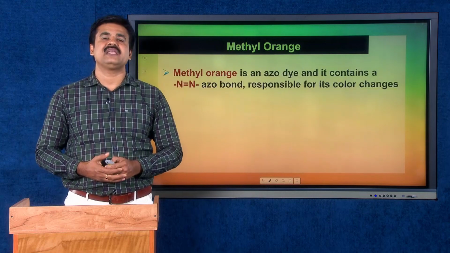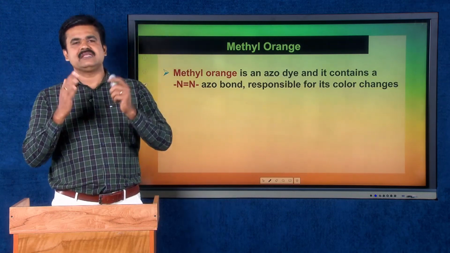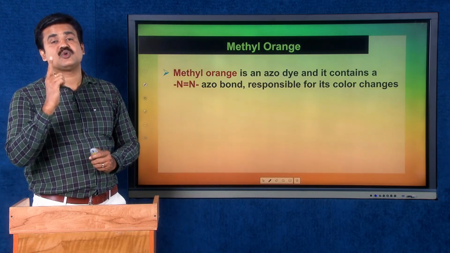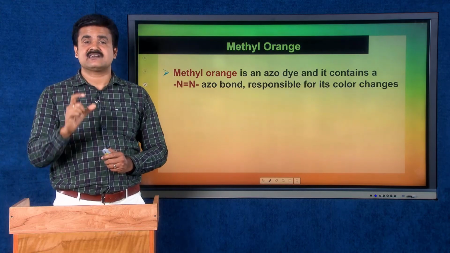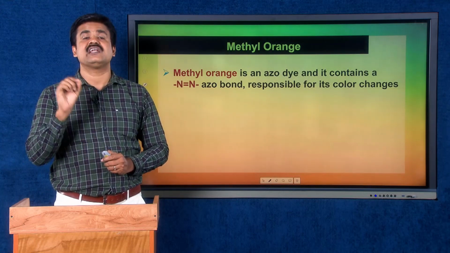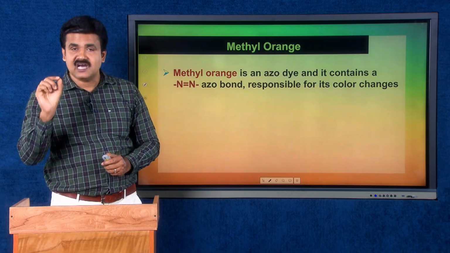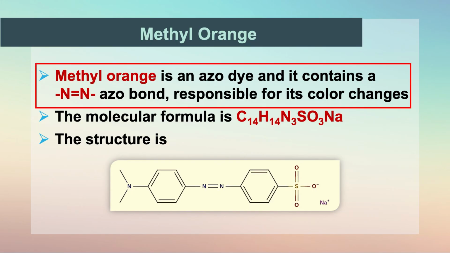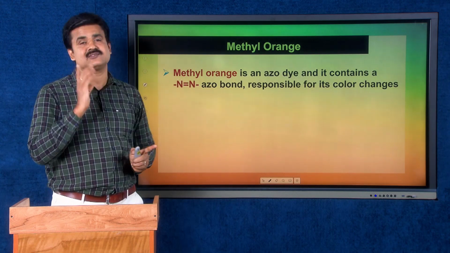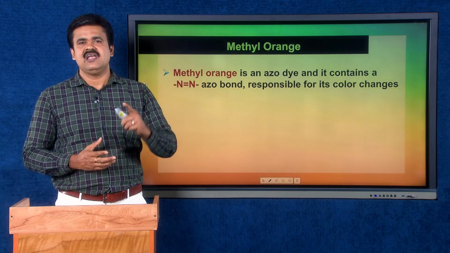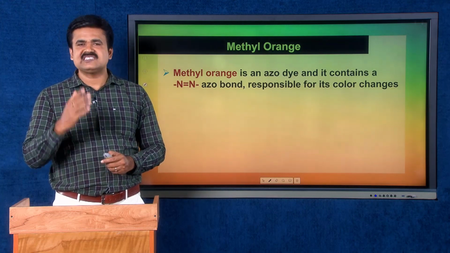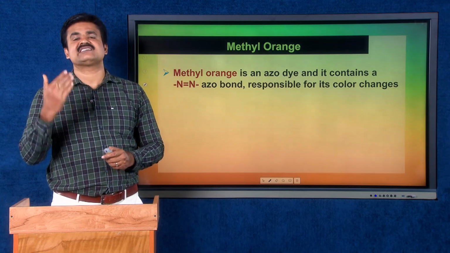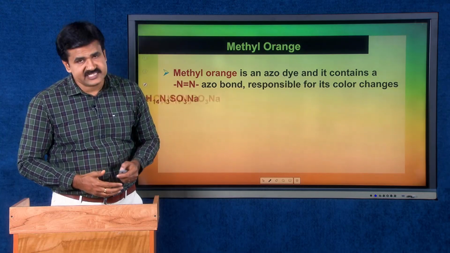First of all, methyl orange. Methyl orange is an azo dye. Azo dye means it contains the coloring group N double bond N, that is nothing but the azo group. So, methyl orange is an azo dye and it contains an azo group. This is specifically the diazo group, N double bond N or azo bond. This bond or this group is responsible for its color change.